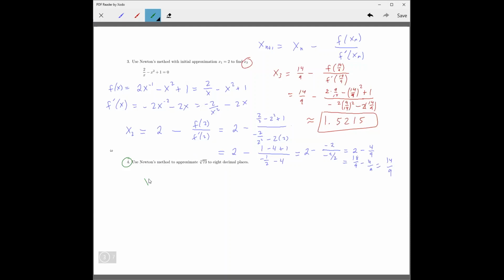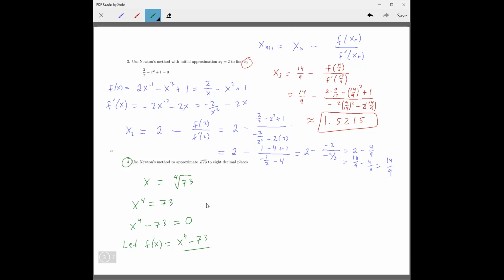Okay, so let's let x be the 4th root of 73. The idea is you want to come up with an equation where this is the solution, or one of the solutions at least. If you take both sides to the 4th power, you get x to the 4th is 73, and then you take the 73 over the side, so you have equal to 0. Newton's method is for finding zeros of functions, so we let our function be x to the 4th minus 73.